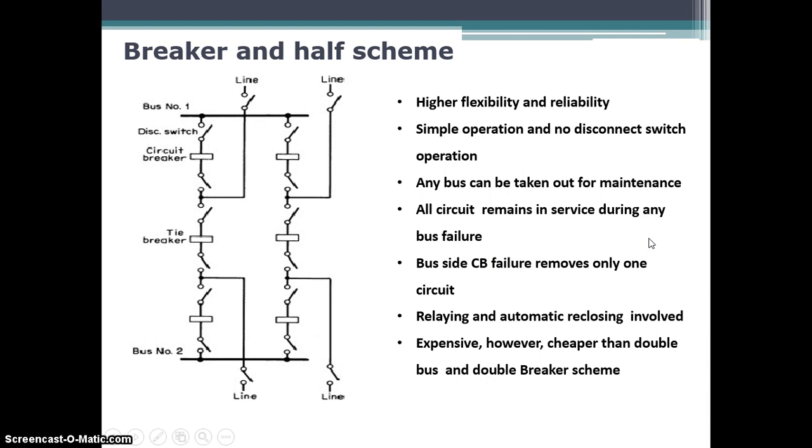Bus side circuit breaker failure removes only 1 circuit. If any of the circuit breakers at the bus side fails, then it removes only 1 circuit. Relaying and automatic reclosing are involved here. Also, this is an expensive type of scheme, however cheaper than the double bus and double breaker type of scheme. So it is commonly used, and it is highly reliable and has very high operational flexibility also.